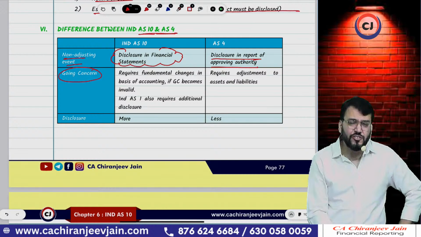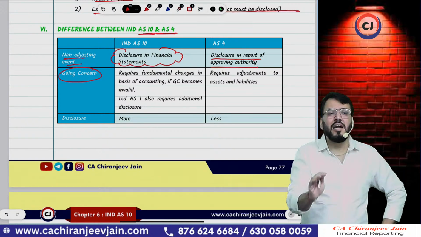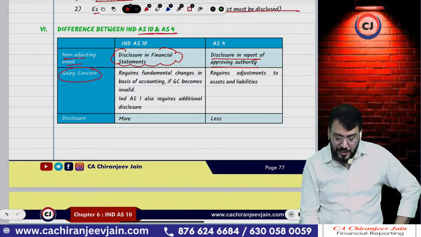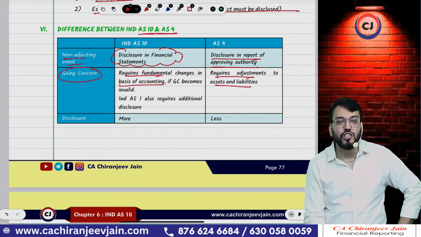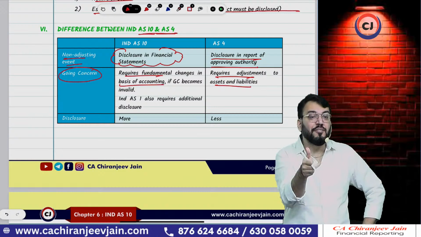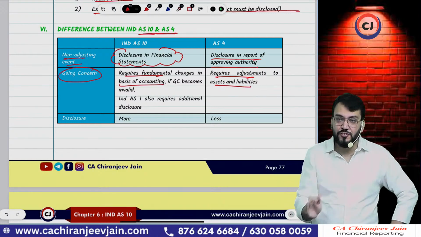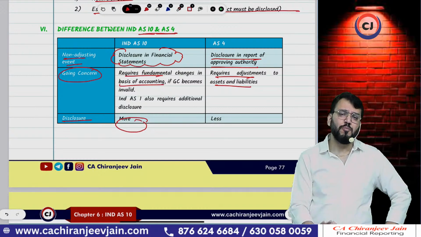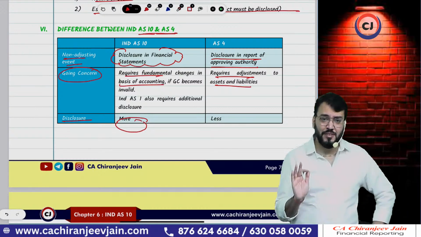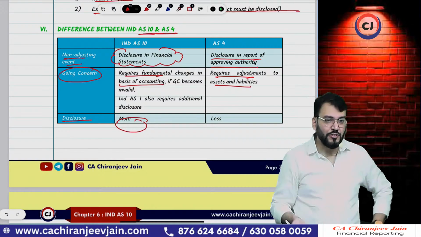Going concern, theoretically difference, practically no difference. Theoretical difference means they require adjustment, but they require fundamental changes in the basis of accounting. This is a theoretical difference, but it became a difference. Then disclosure, of course, more disclosure, less disclosure. This point will be in every Ind AS. Ind AS requires more disclosure.